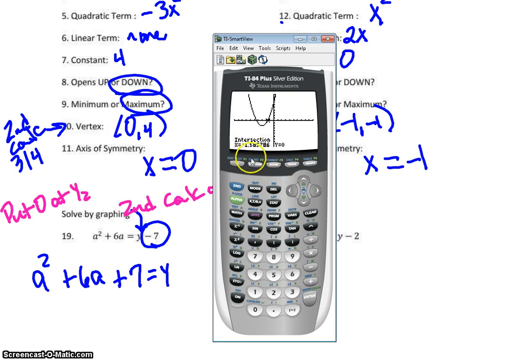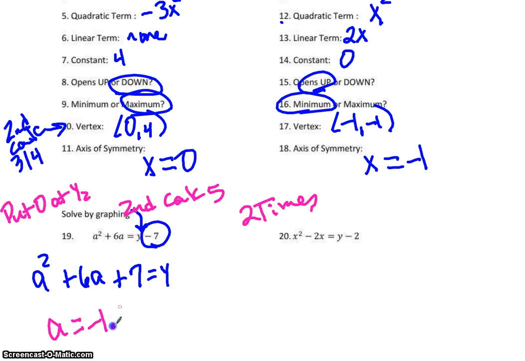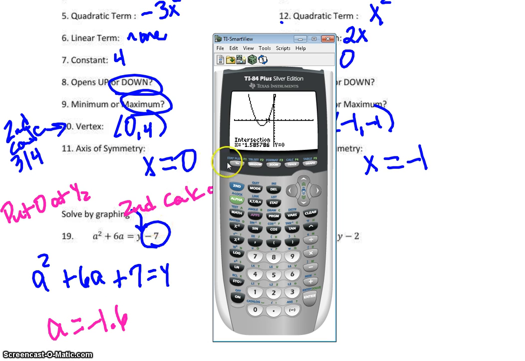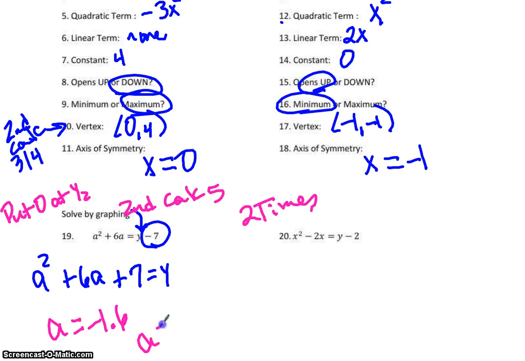And my first answer is negative 1.6. So A equals negative 1.6. I have to go through the same steps again. Second calc 5. But I want to be at the other solution. So go to the left and get closer to the other one. And then enter, enter, enter. And we have negative 4.4. A is equal to negative 4.4. So those are your 2 solutions.